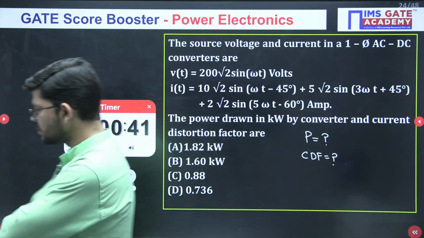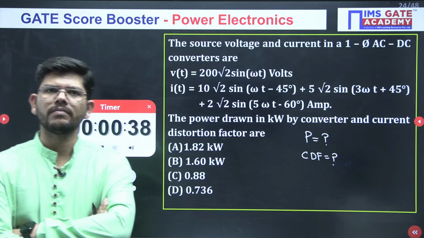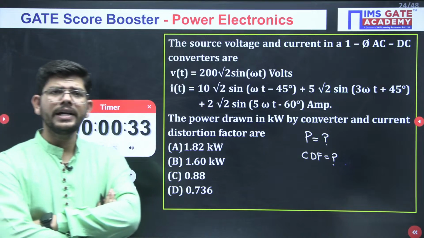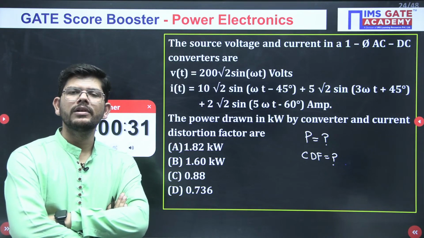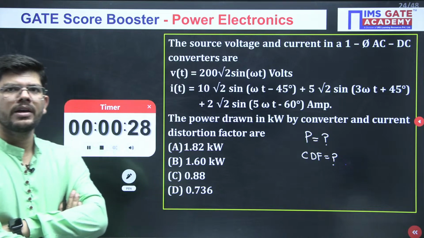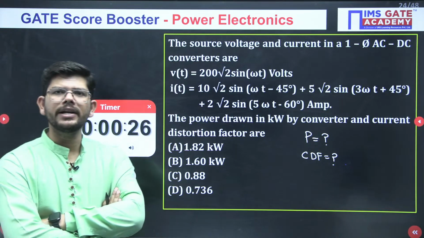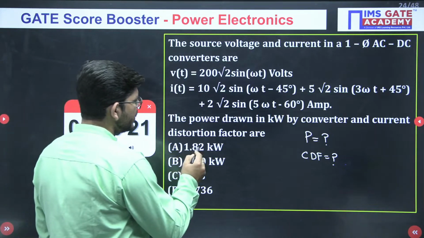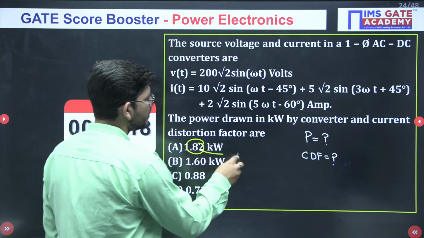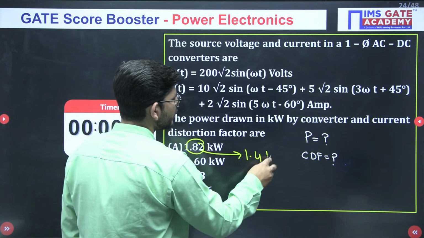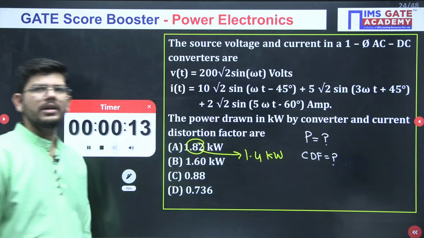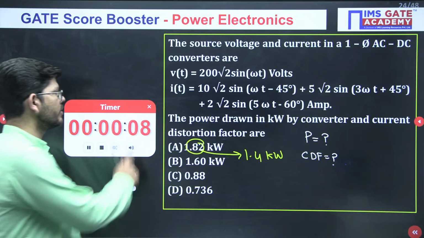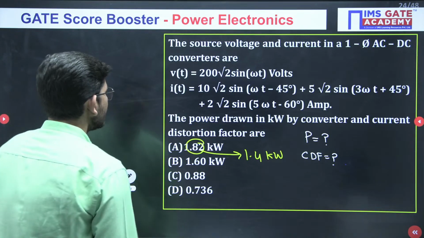Nilmes, just cross check your answer once again. A and D are correct? 0.88, yes. And I think the power value you are getting is different, which is not included in this option. The power you will be getting is 1.4 kilowatt. Are you getting 1.4 kilowatt? Okay, let me solve this question.